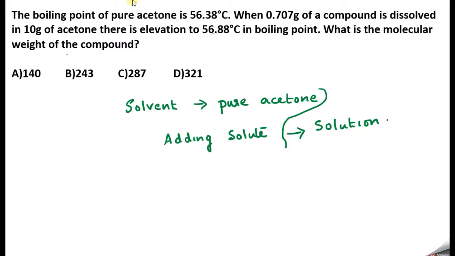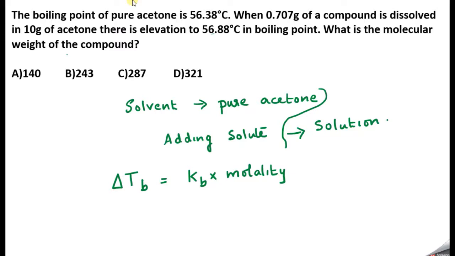Starting from our fundamentals, we know that the elevation in boiling point, delta TB, is equal to Kb into molality. Here we should know that no Van't Hoff factor i will come into the picture, because we don't know whether the solute is ionic and will dissociate or associate. So we will say delta TB is equal to Kb into molality.